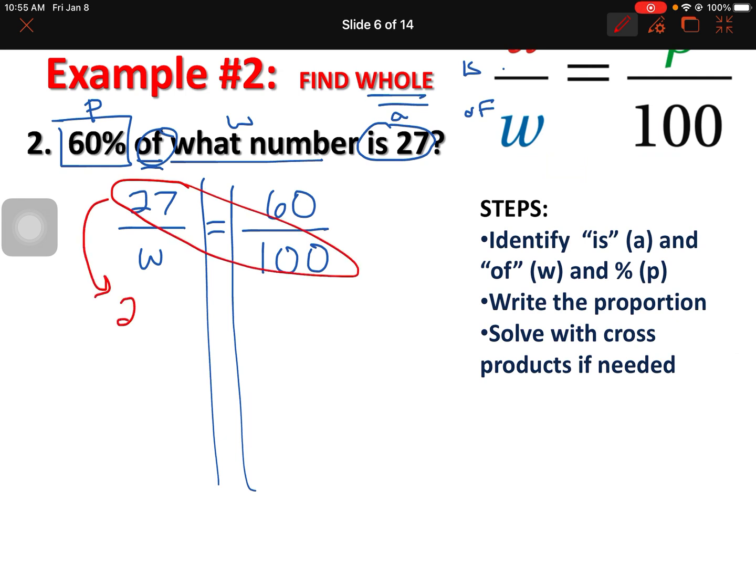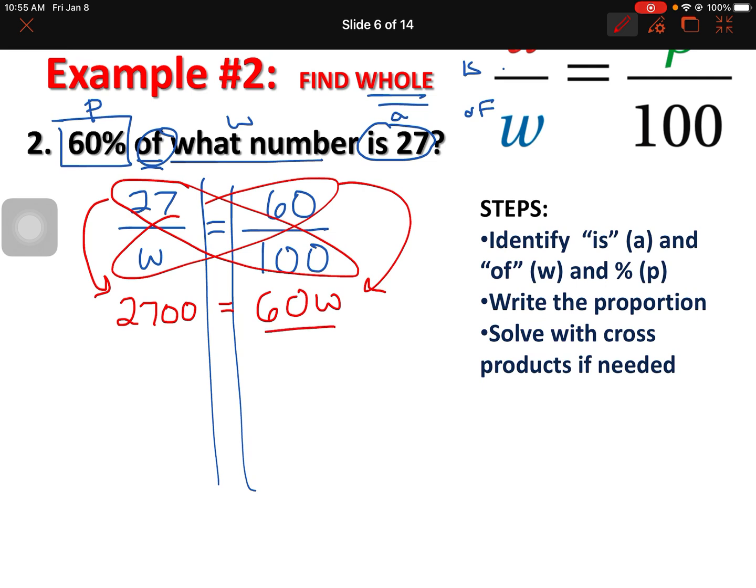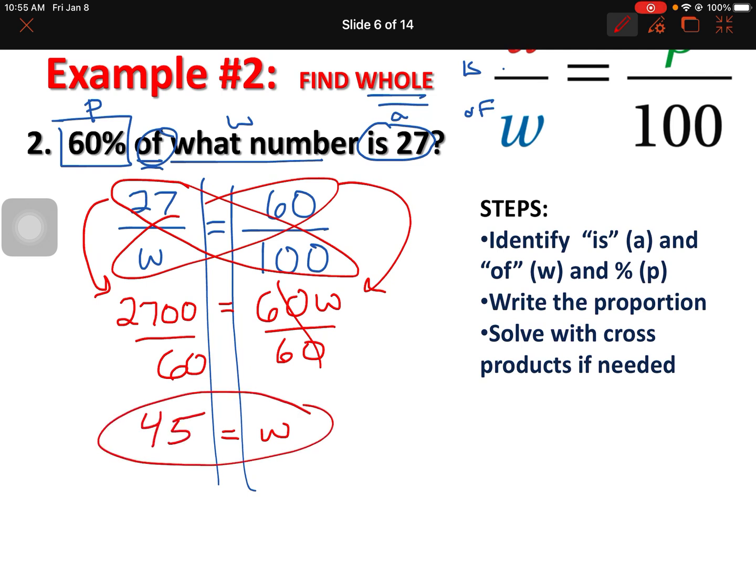So you're going to go ahead and multiply, and you get 2,700 when you go this direction, and we're going to get 60W. I'm going to divide both sides by 60. Remember, anytime we're dealing with proportions, we're going to multiply first, then we're going to divide second. So we have 2,700 divided by 60, and that gives us 45. And so we go back and we look, and so basically you plug that back in. 60% of 45 would be equal to 27.